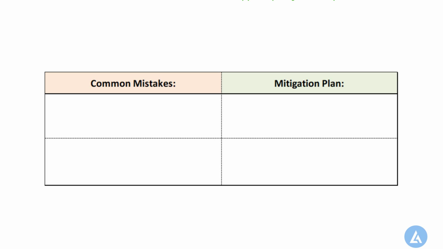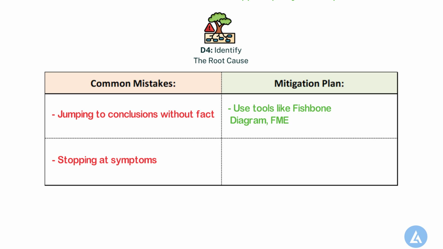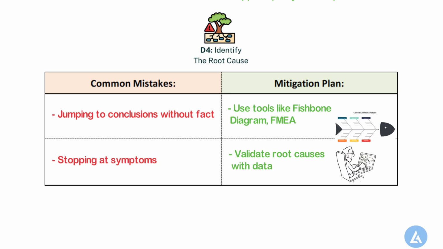Now let's talk about the common mistakes that people make as a part of this D4: jumping to conclusions without fact-based analysis, and stopping at the symptom instead of the actual root cause. To avoid those mistakes, we can have mitigation plans like using tools such as fishbone diagram and FMEA. We can validate those root causes with data and process mapping, as well as by using hypothesis testing.